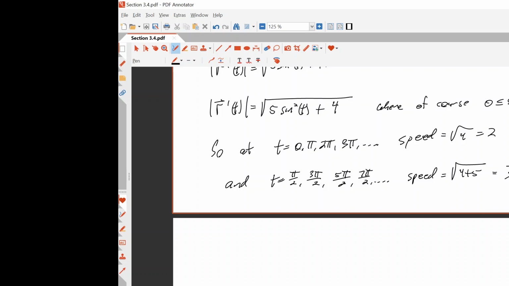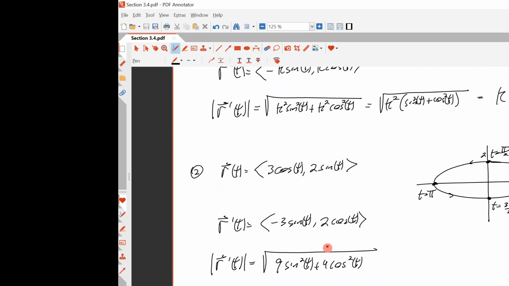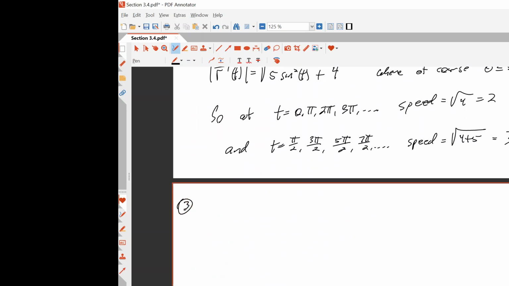What other type of examples? Remember the helix? That was example number 2. Example number 3, let's look at the helix. So r of t equal to cosine t, sine t, t, the circular helix. And let's also look at this: r of t equal to cosine t, sine t, 1 over t.